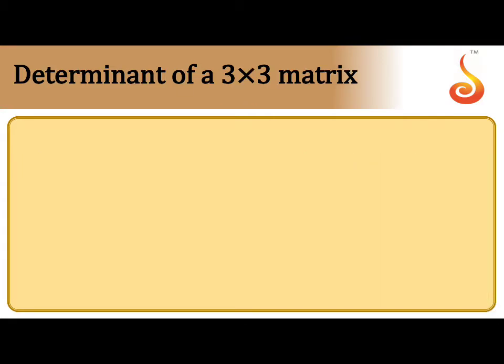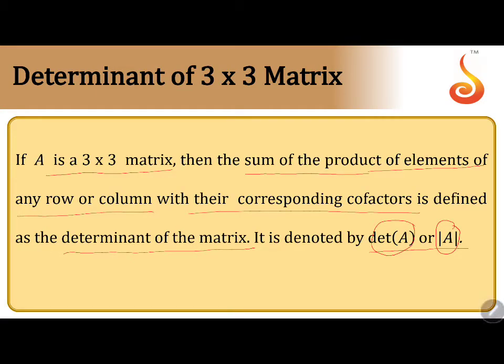I am taking one 3 by 3 general matrix. A is equal to A11, A12, A13, A21, A22, A23, A31, A32, A33. This is a matrix. Now determinant definition is sum of the products of the elements of any row or column. You can take any row elements or any column elements with their corresponding cofactors.